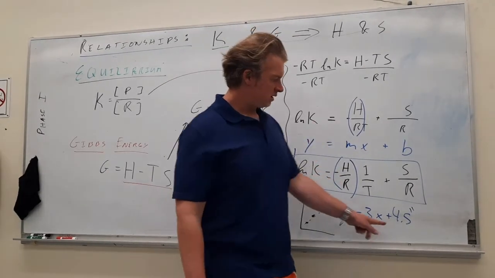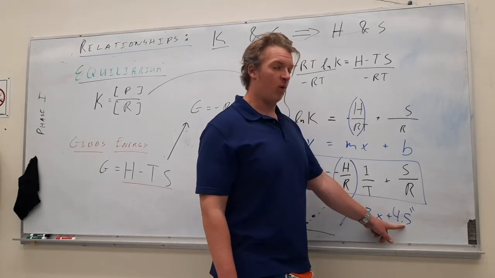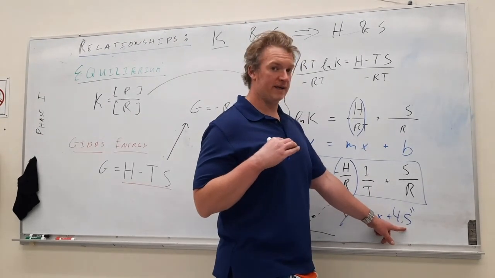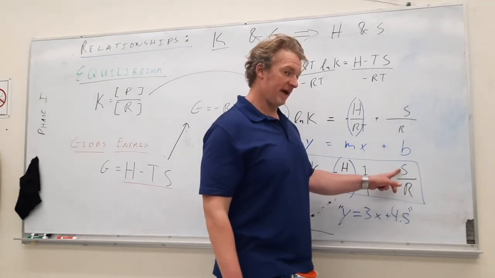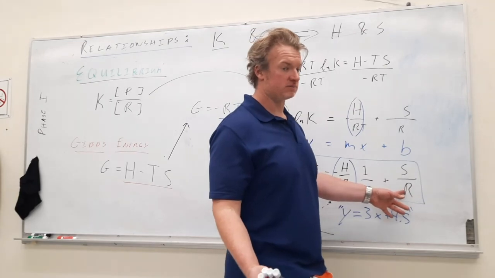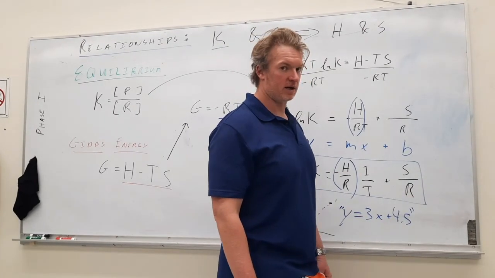The computer knows that the y-intercept is 4.5. We know that the y-intercept is entropy S divided by the gas constant. We always know the gas constant, so we can plug that in there and solve for S.